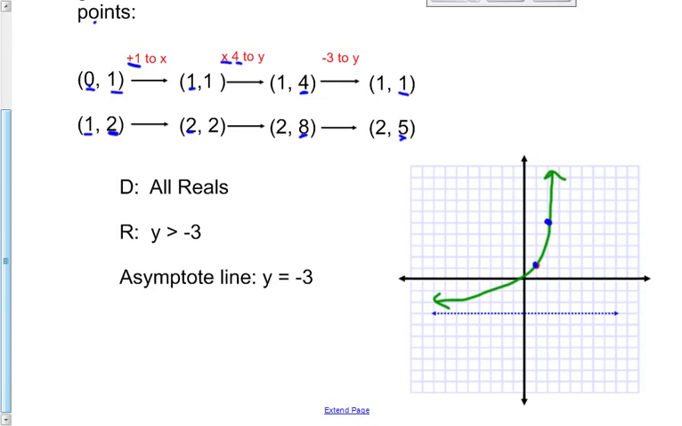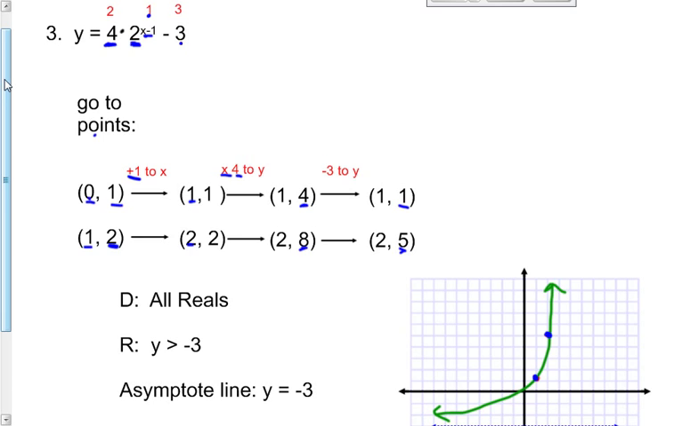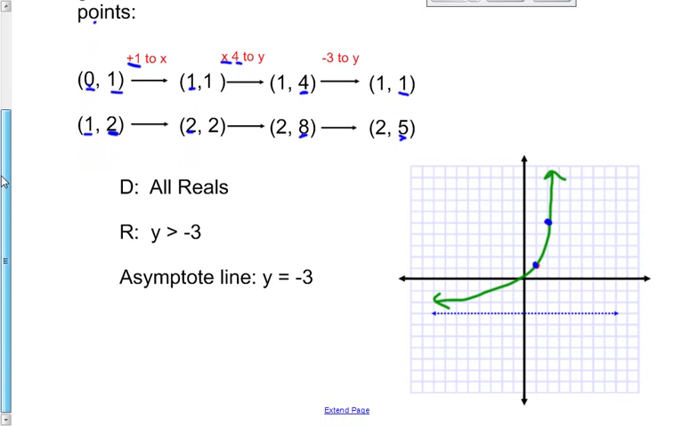The number in the back of our equation was -3, which means that value is my asymptote line, so I draw in a dotted asymptote line at -3. My curve will come close to that on the left, pick up your 2 dots, and then take off going upwards. Range, y is greater than -3. Asymptote line, y equals -3. Domain, all reals, every time.